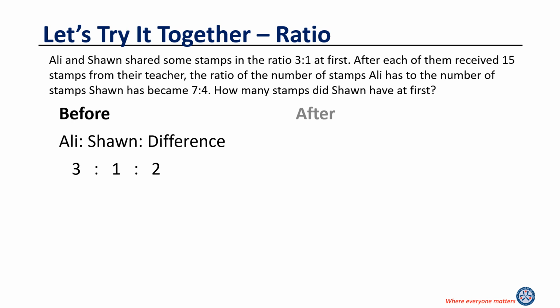For the after situation, the difference between the number of stamps Ali has and the number of stamps Sean has is 7 units minus 4 units, which is equals to 3 units. So, the ratio of the number of stamps Ali has to the number of stamps Sean has to the difference is 7:4:3.